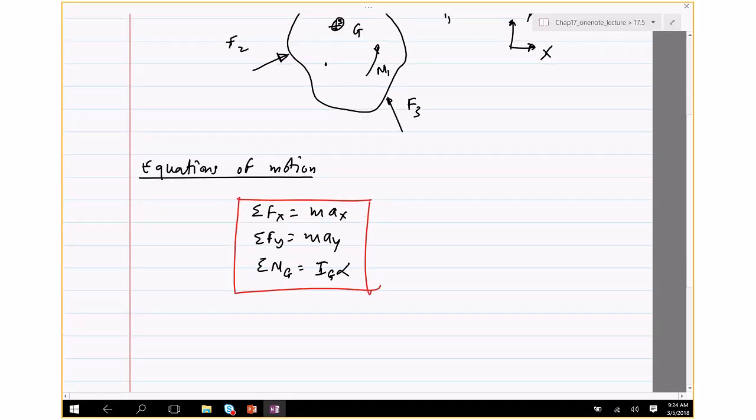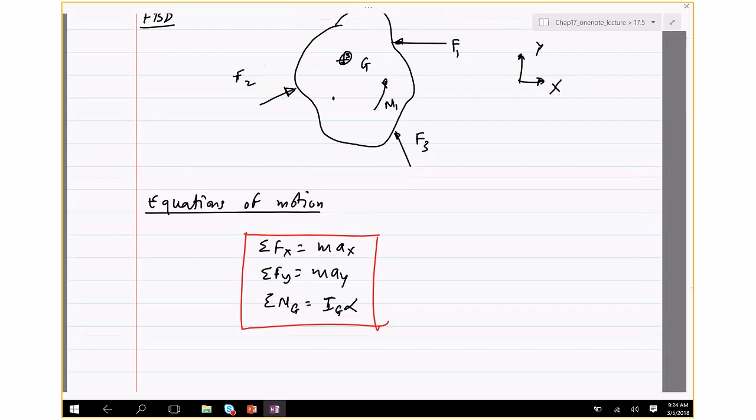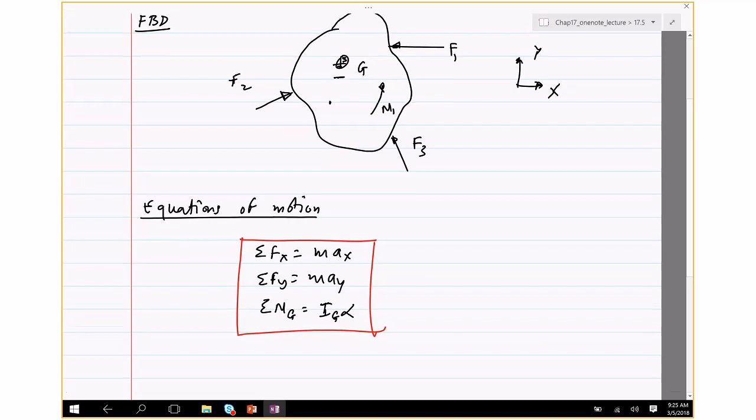But what you see is that sometimes it's not ideal to take moments about G. When it's not ideal is, well, let's say F3 was an unknown. If F3 was an unknown, it'll actually show up in this equation, because when you take moments about G, then F3 would have a moment arm. So you might be interested in taking moments about a different point. It could be some point here, there. So we need to be able to write that equation too. That will make your life easy, as you'll see when you solve problems.